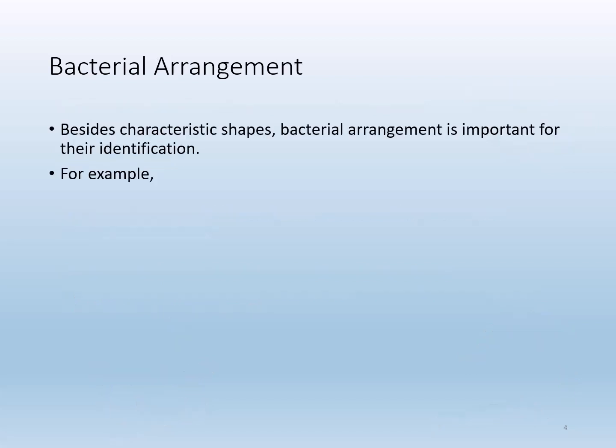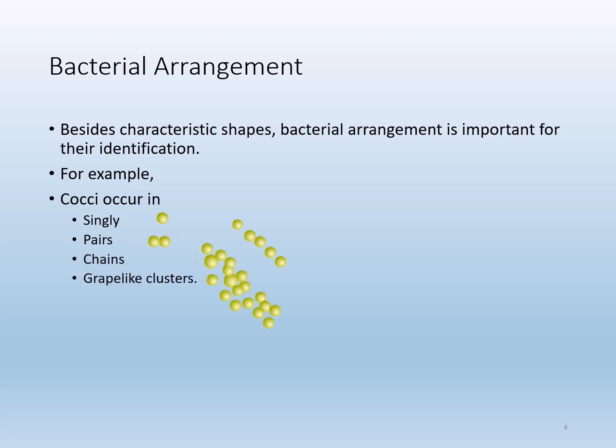The next thing we look at is their arrangement. So if there is a single rounded bacterium, we simply call it a coccus. If there are two, that is a pair, then we call it diplococci. If there are chains, then we call them streptococci. And if there are clusters like grapes, we call them staphylococci.